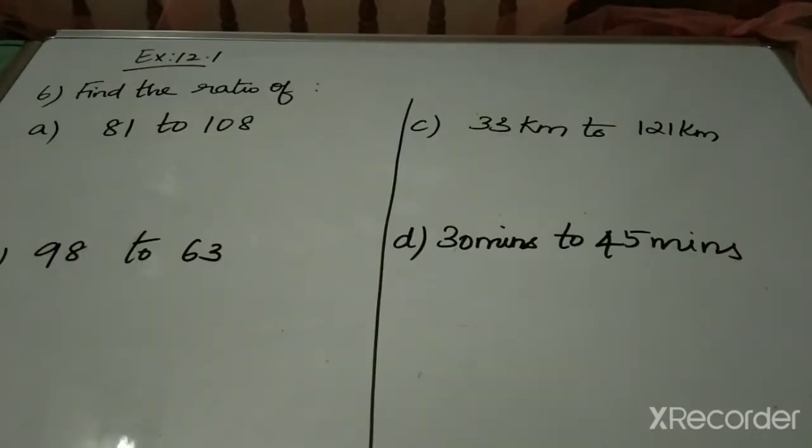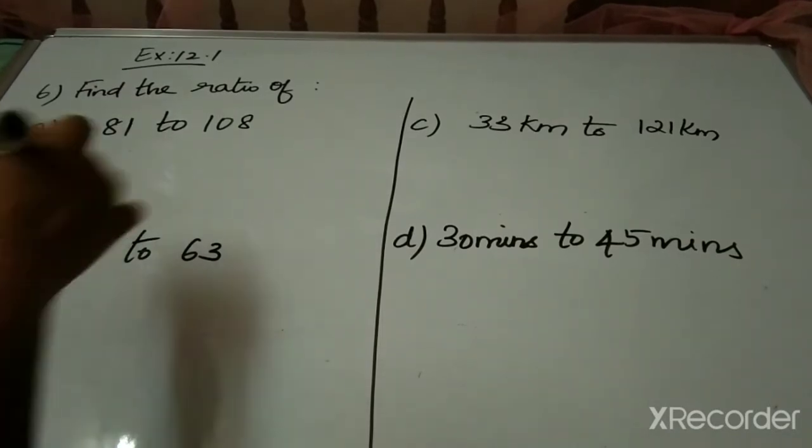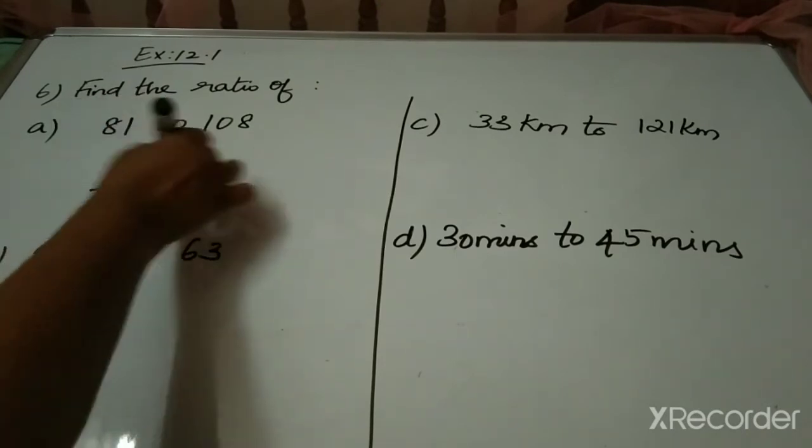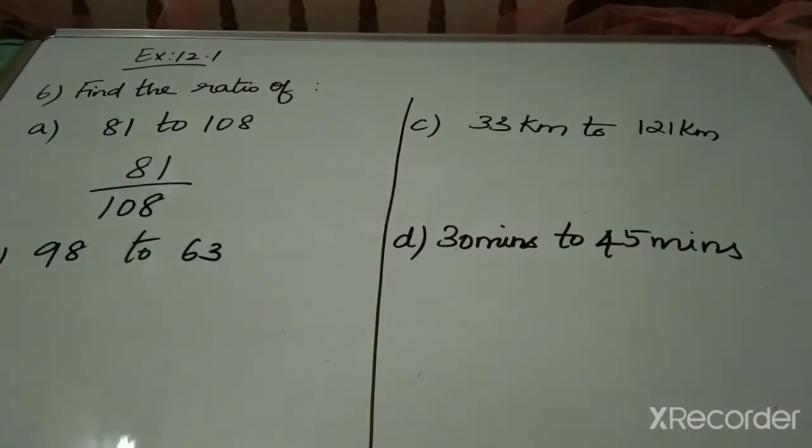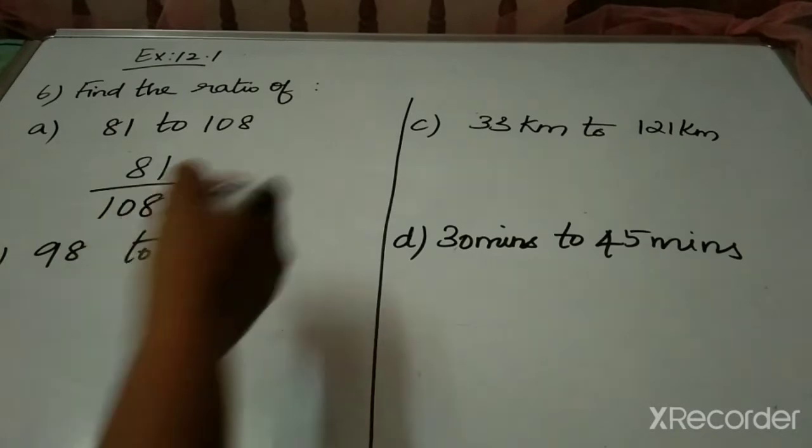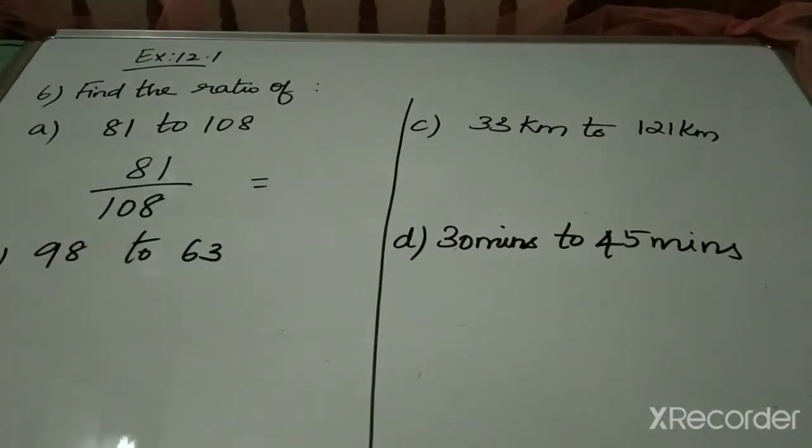Sixth question, find the ratio of. You can see 4 questions given. We have to find the ratio. So 81 to 108. First we have to write them in the form of a fraction. So how can we write? We can write it as 81 divided by 108. Now we have to make them to simplest form.